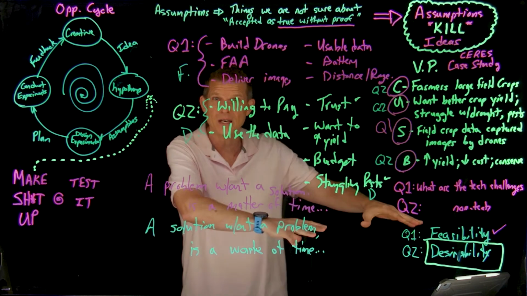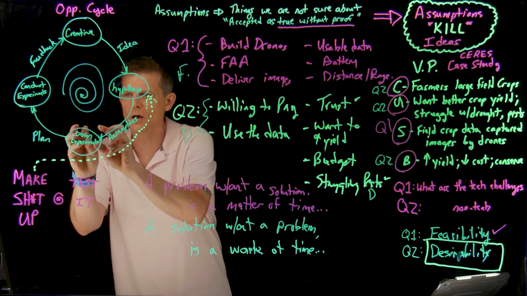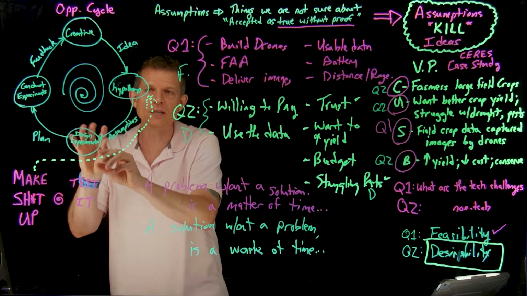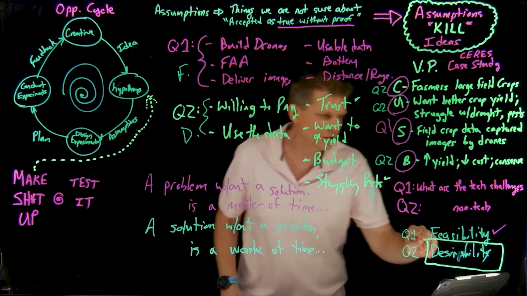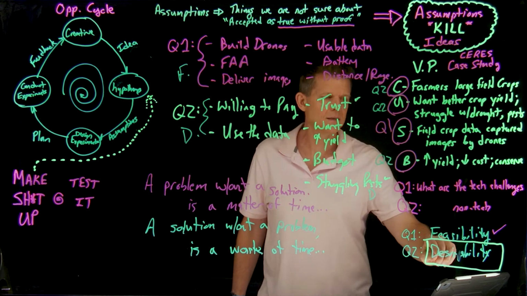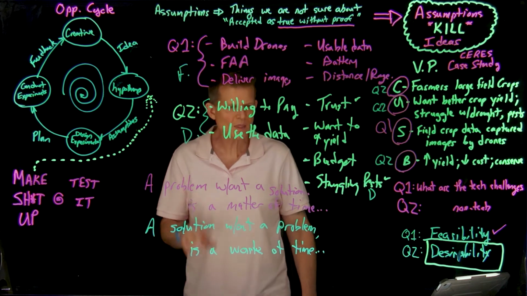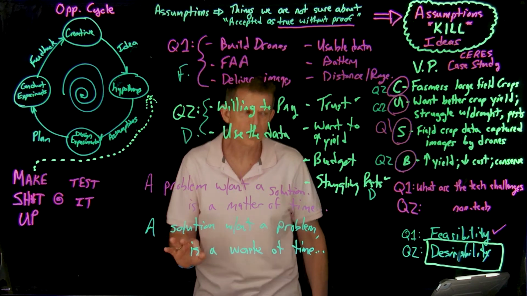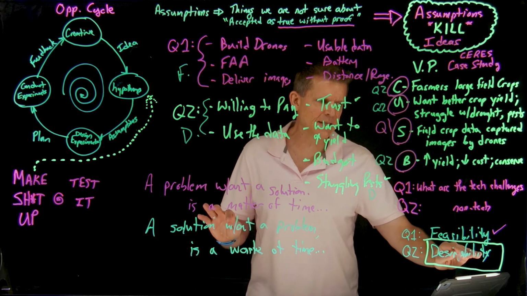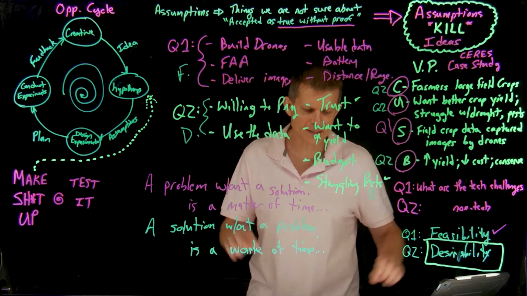In the next video, you are going to learn about all the types of experiments that you can conduct in order to test and ground the desirability assumptions. By the way, it's much harder to test desirability assumptions than it is feasibility assumptions.